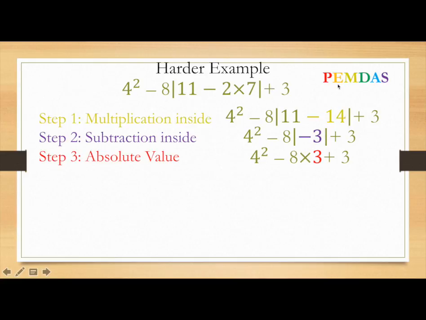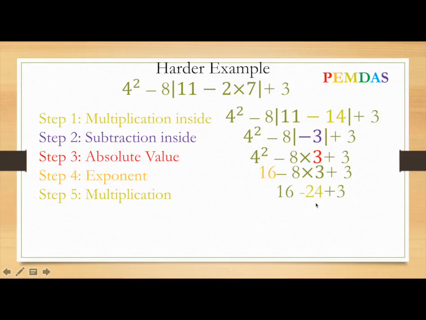Step 4 is the exponent. 4 squared is 16. Step 5 is multiplication. Negative 8 times 3 is negative 24. Next step is subtraction, since subtraction comes first. 16 minus 24 is negative 8. Lastly, we add. Negative 8 plus 3 is negative 5.